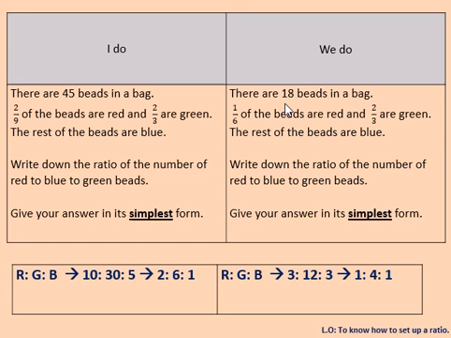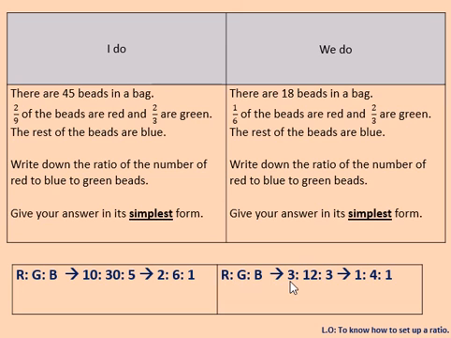Okay, so if you look at the we do, there are 18 beads in a bag. 1/6 of the beads are red, 2/3 are green. The rest of the beads are blue. So work out how many beads are red. 1/6 of the beads are red, so 1/6 of 18 is going to be 3.